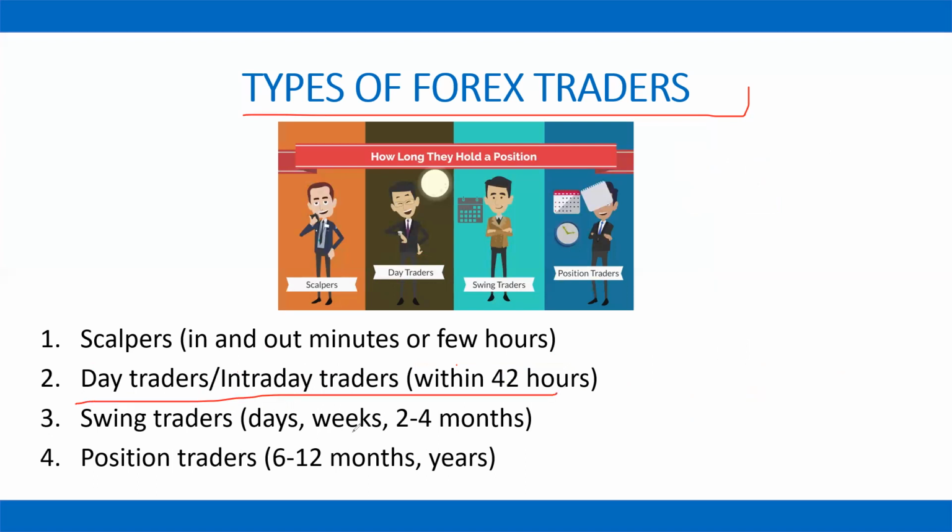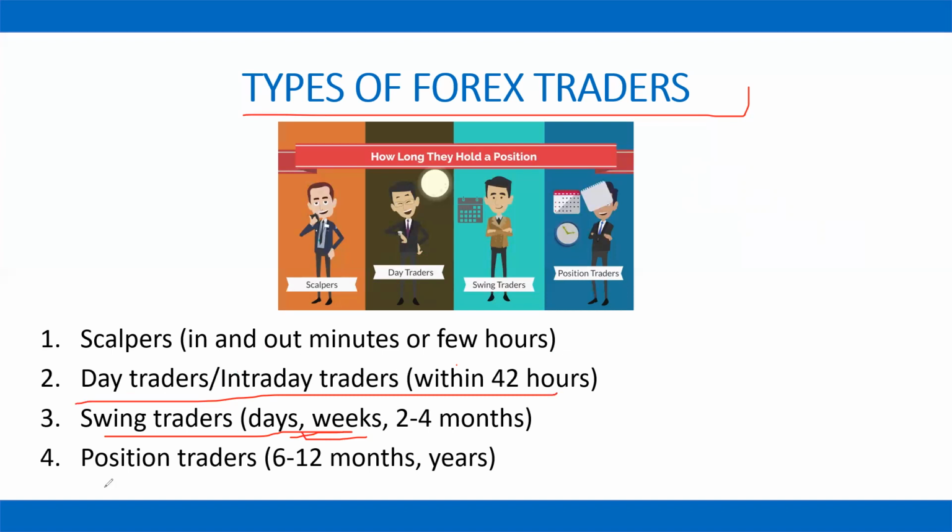And we have swing traders. Swing traders are people who hold trades for days, like 5 days, 6 days, 9 days, 20 days, weeks, and they can also hold trades from 1 to 4 months. So those are called swing traders.